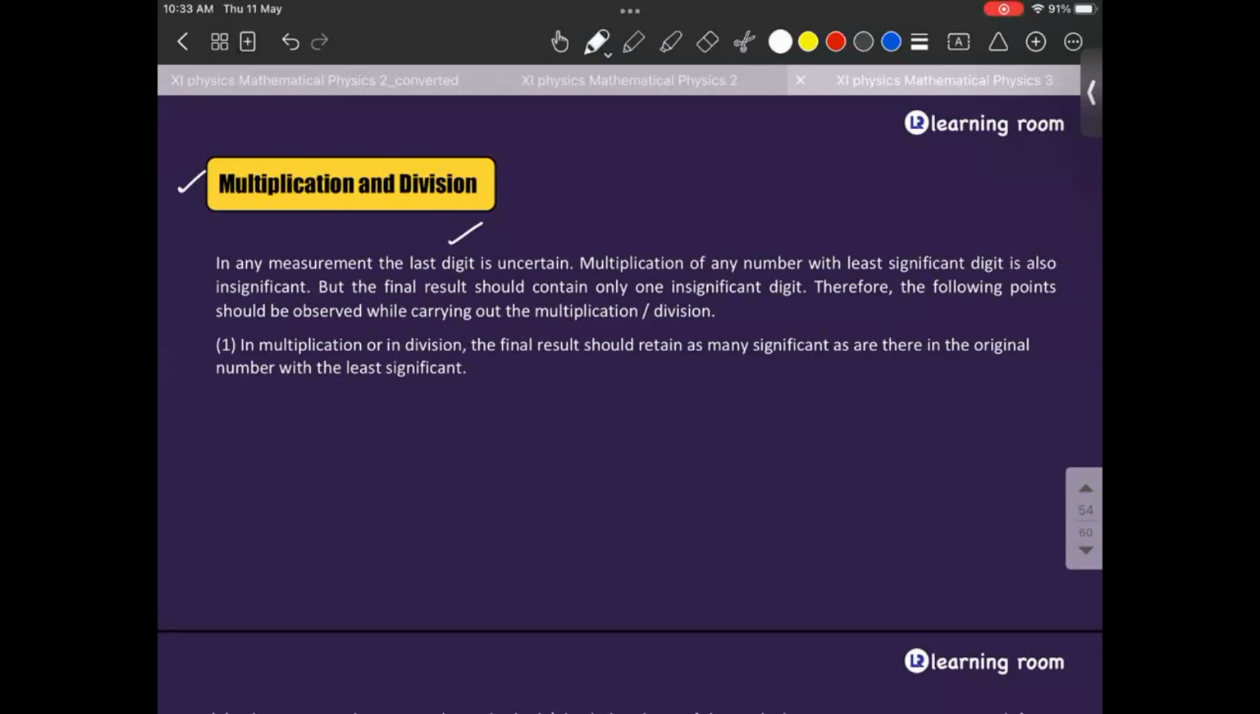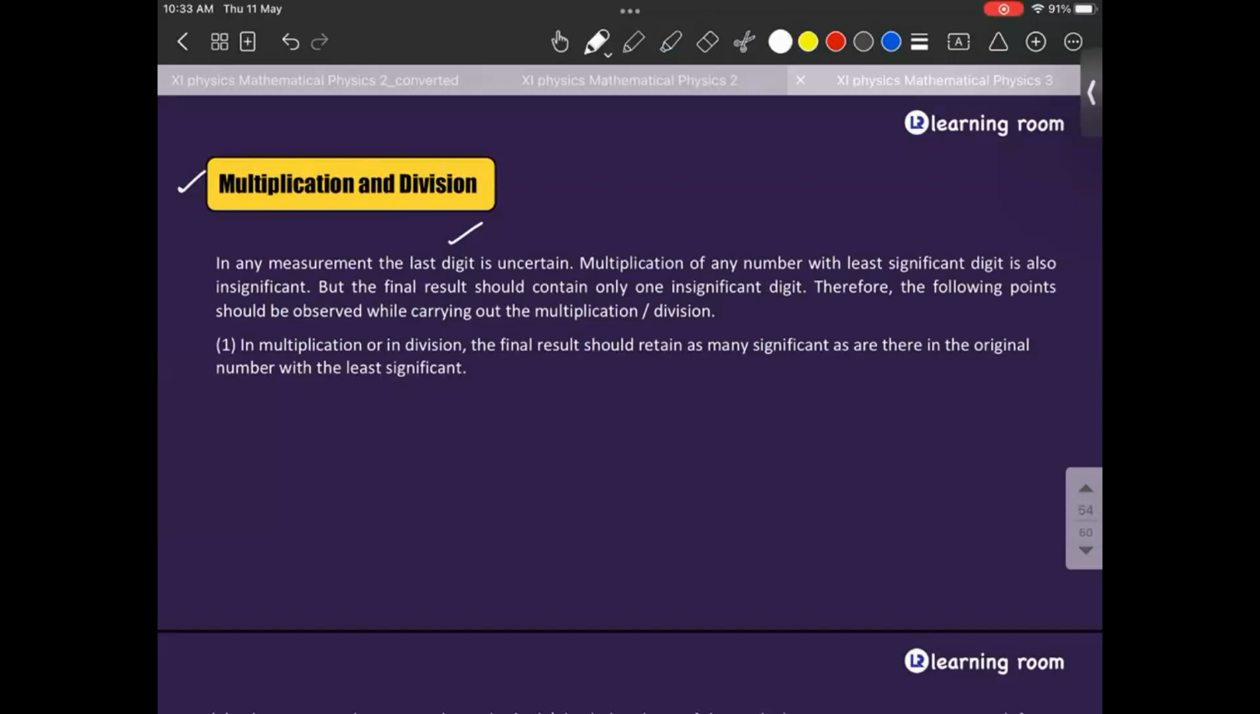But we know that whenever you are reporting an answer, you're reporting it to the number of significant figures that particular reading possesses. So in the answer that you report, the final digit is considered to be insignificant only. If you give me any value, I will consider the final digit as insignificant according to the definition. That's what the definition tells me.